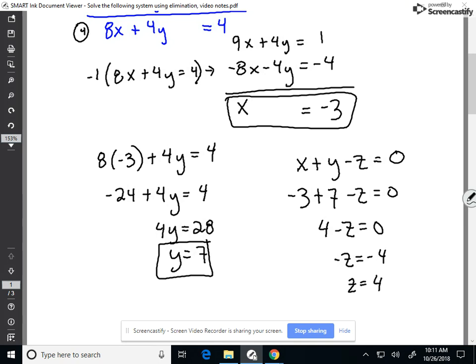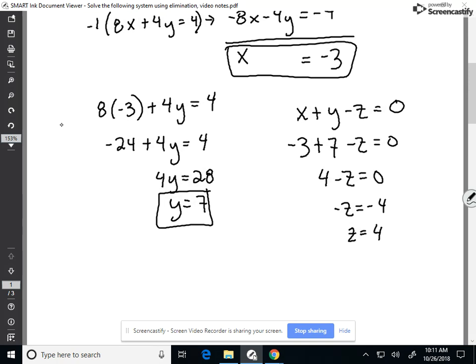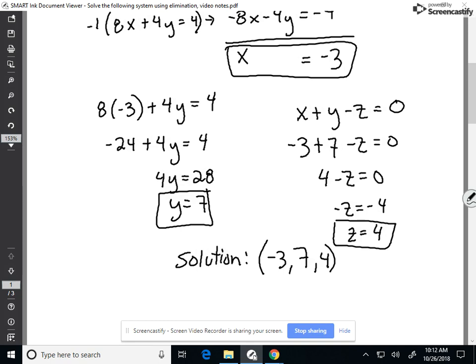Now, because we have 3 variables, we would write our solution as an ordered triple. Okay, so then the actual solution, and this is a single solution. Because it's a single solution, we would consider this system to be consistent and the equations independent.